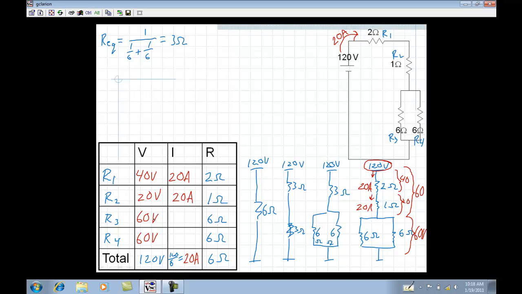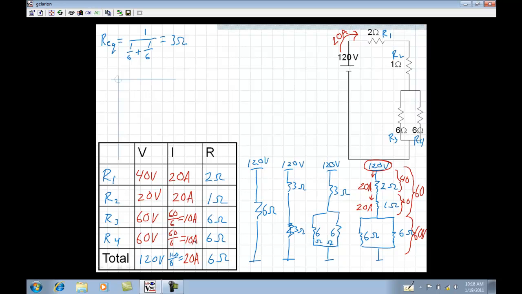So now can I figure out what the current is in my resistor? Yeah, I take 60 divided by 6, divided by 6 on both of these. 60 divided by 6 to get an answer of how much? 10 amps. Okay, so each of these should be 10 amps.